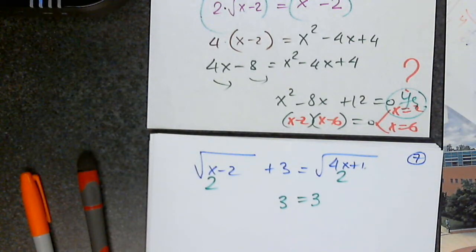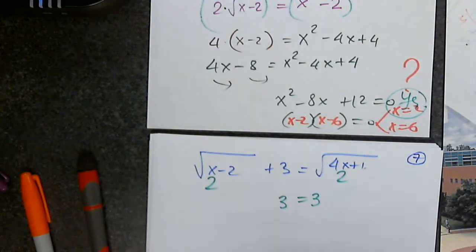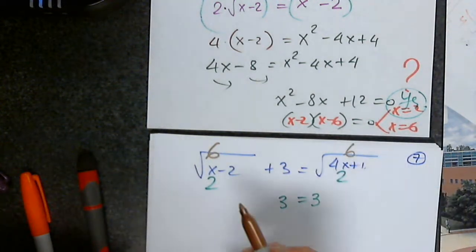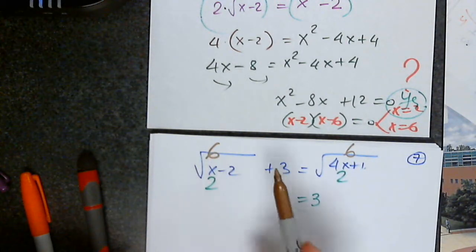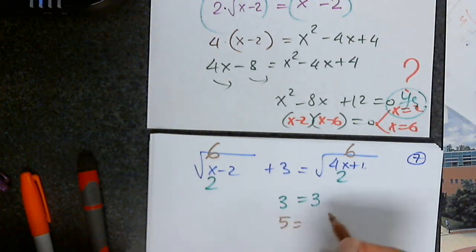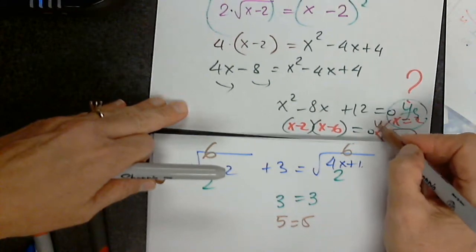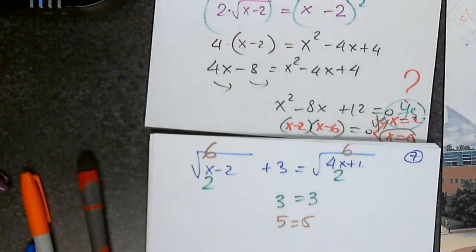Now I will plug in 6. 6 minus 2 is 4, the square root of 4 is 2. 2 plus 3 is 5. 24 plus 1, 25. Square root of 25 is 5. I'll have to say yes to both. Yes to 2 and yes to 6.